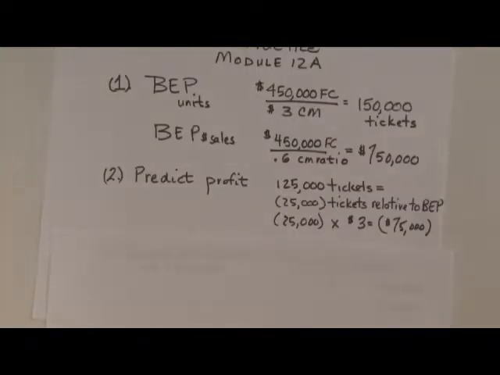Problem number 2 asks you to predict the profit. If we know the break-even point, we know that we're 25,000 tickets below it. We multiply that difference times the contribution margin per unit, and we can predict that, in this case, it is not a profit at all. It is a loss of $75,000. Keep in mind that the contribution margin before or after the break-even point contributes directly to the profit or the loss, and in this case, because we were below break-even, it was a loss.